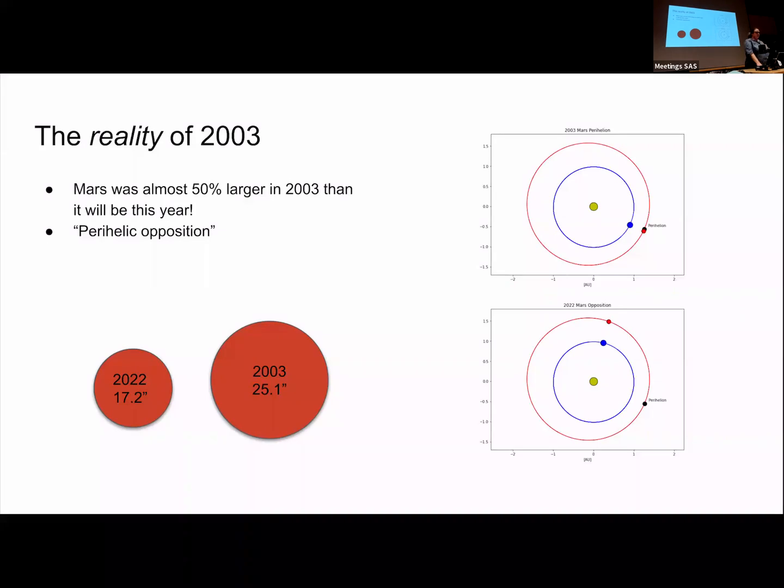And so, yeah, this just gives you a side-by-side comparison of the 25.1 arcseconds versus 17.2. Those are scaled there. The other thing is I just took some frames from those two videos showing where the perihelion of Mars's orbit is. So you can see in 2003, it was almost bang on that perihelion point when opposition occurred. This year, it's nowhere near it.